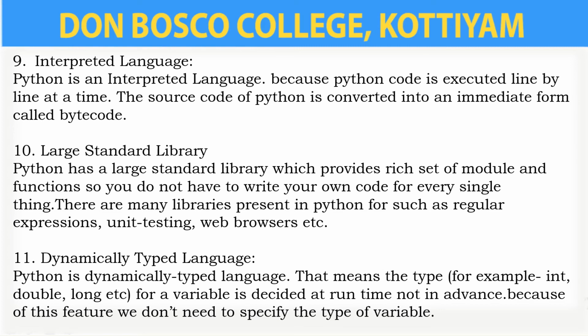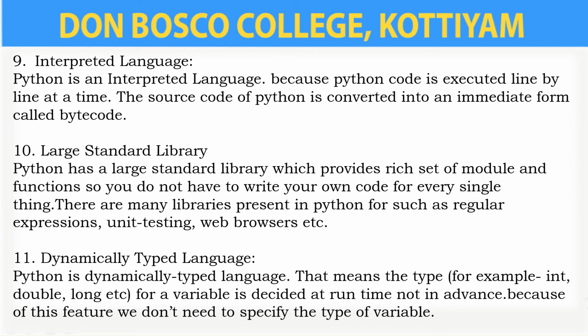The next feature is it is an interpreted programming language. Interpreted programming language means it will be executed one line at a time. The source code of Python will be converted into an intermediate code known as bytecode. So source code is converted into bytecode. When we write a program and press enter, it will create the bytecode for that statement.